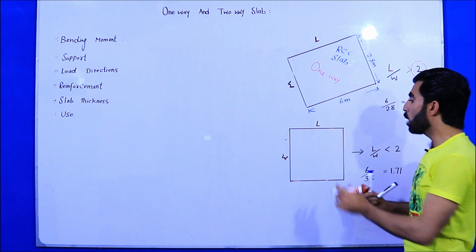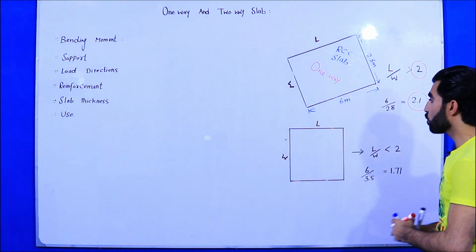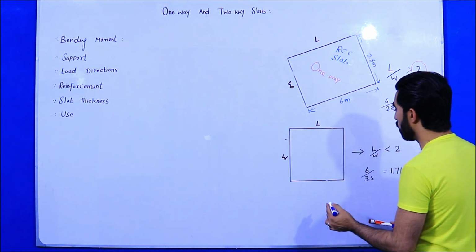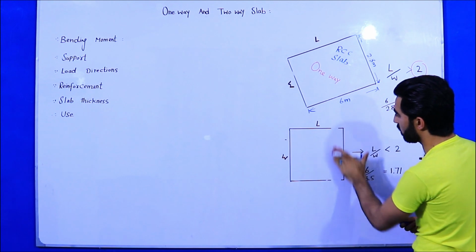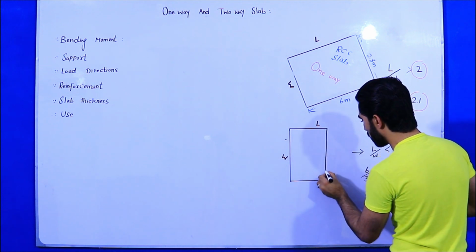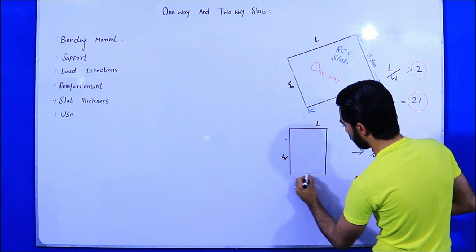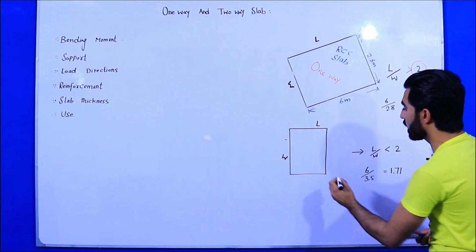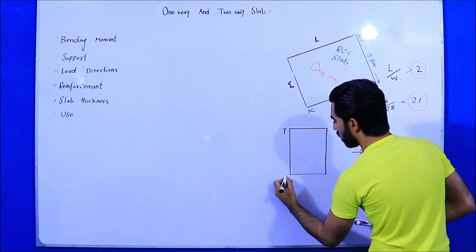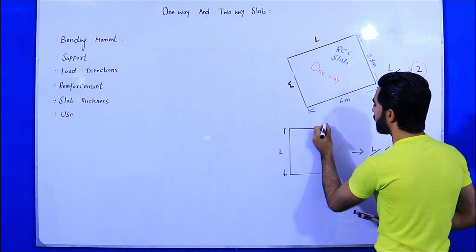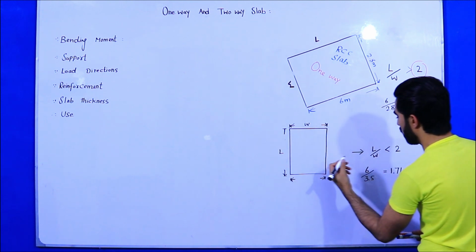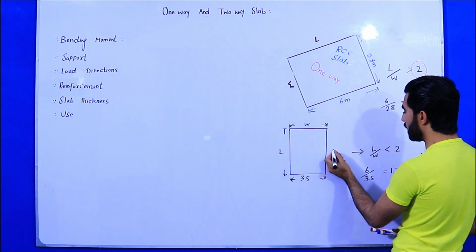Now come to the two-way slab. How will we know this is two-way slab? As you can see again guys, this is the length of the slab and this is the width of the slab. Sorry for a little confusion. Okay guys, you can see this is length and this is width. The width is, for example, 3.5 meter, and the length is 6 meter.